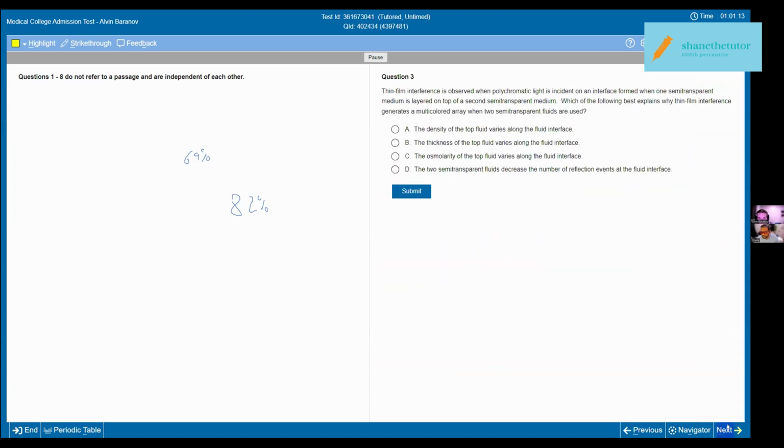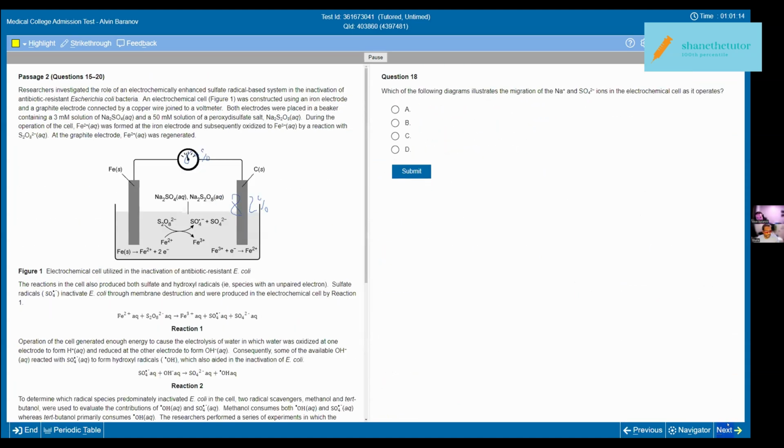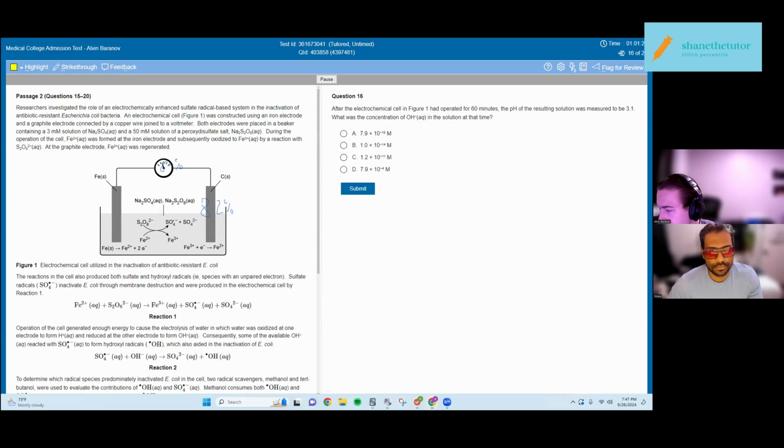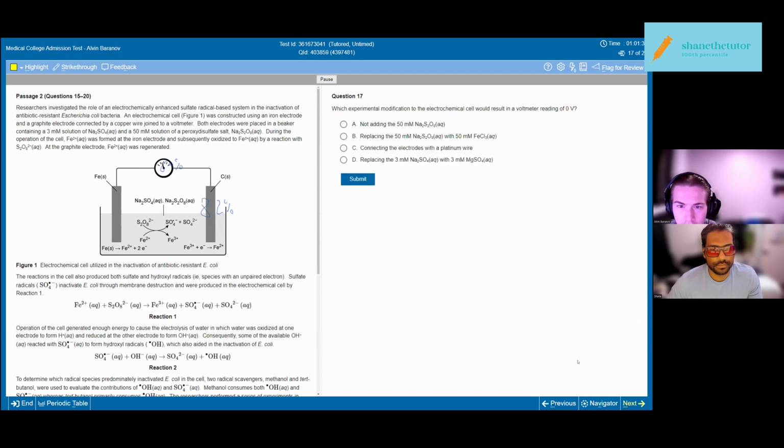All right, next. I want to definitely touch on electrochemical cells. For this, there are two questions, 17 and 18, so it would make sense to go through the passage quickly. Should I read it? I'll read it.